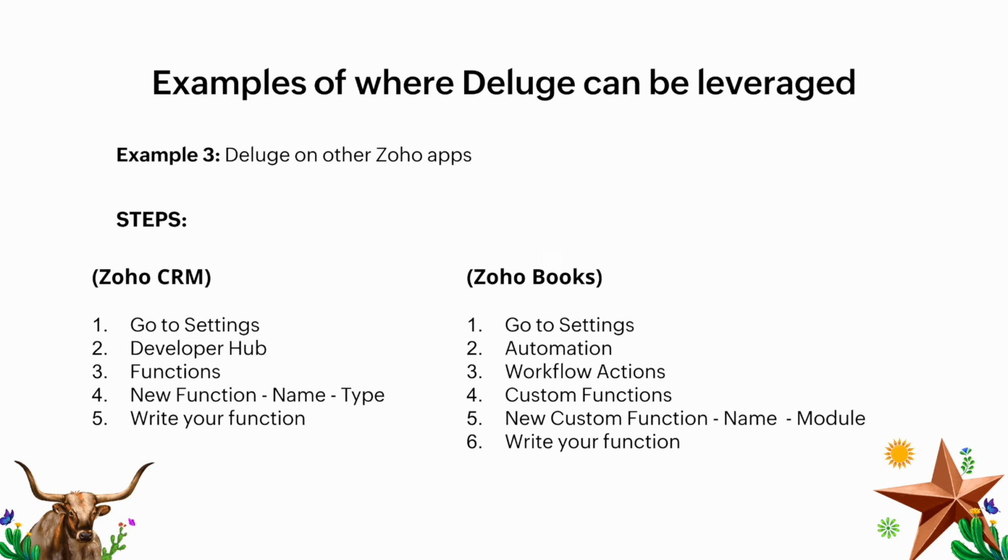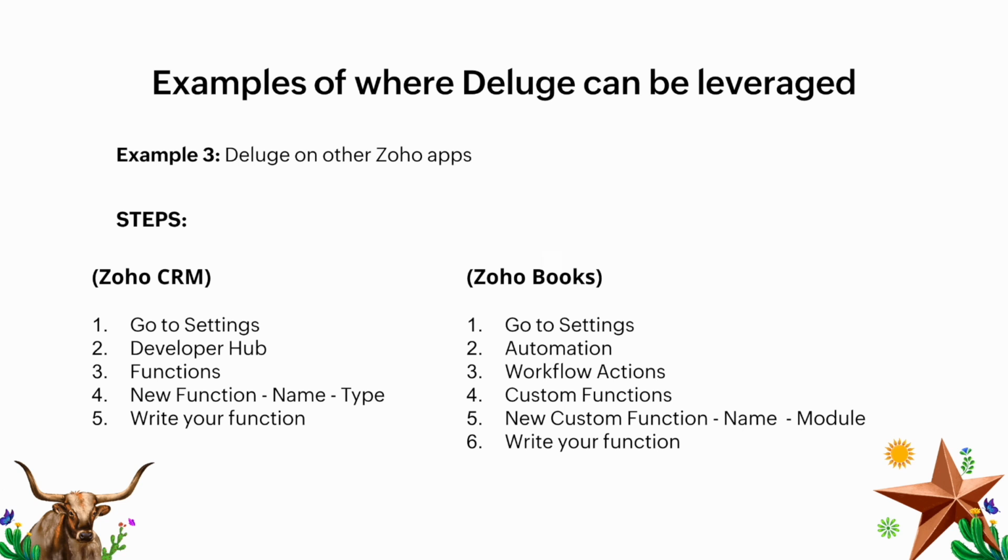In the background, even if you use a drag and drop interface, Deluge is powering this. Deluge is helping with those integrations, those connections, right? So you find it in a lot of these locations. I just put a couple of steps of where you can find it on CRM and Zoho Books, because they're probably some of the applications that I hear about the most. But you can find it in there. Typically, if you go to the settings, like I mentioned earlier, there's a developer section on there. I'll show a quick video of how that looks.